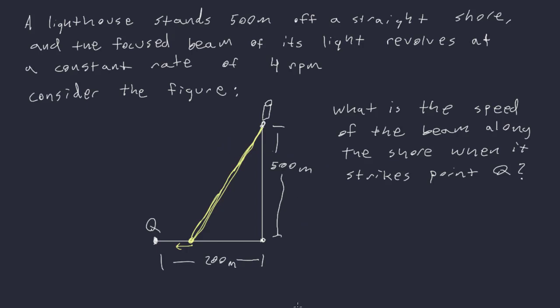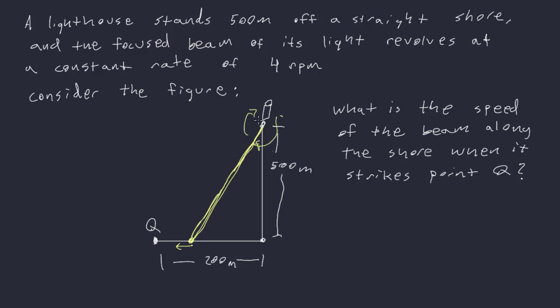So this is a good enough segue to move into another trig-based related rates problem. We have a lighthouse, let's say, which is 500 meters off a straight shore, and the focus beam of its light revolves at a constant rate of 4 RPM. So I have this set up going this way.